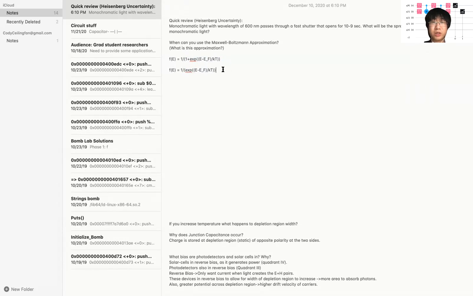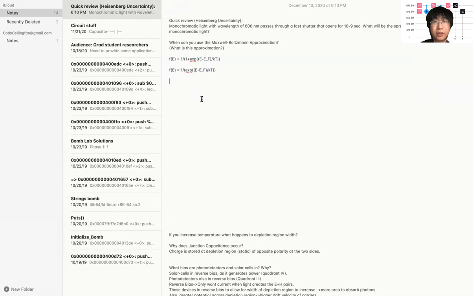And so you're able to use this when E minus EF is greater than or equal to about 3 kT. This is because if this is greater than around 3 kT or so, then the exponential term dominates the 1, if that makes sense. We know that e to the 3rd power is much larger than 1. That's the reasoning.